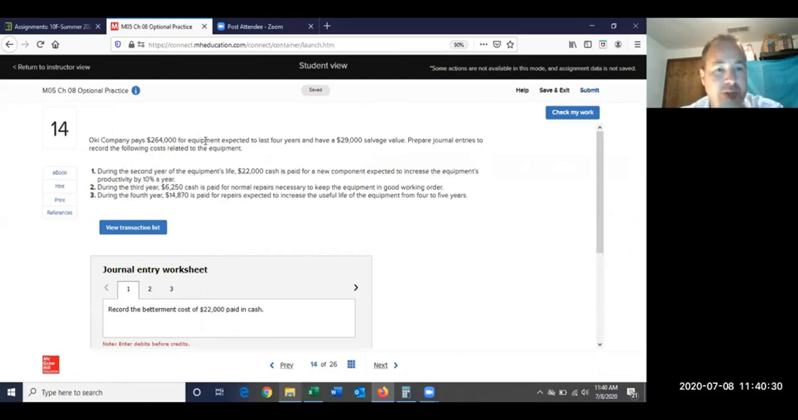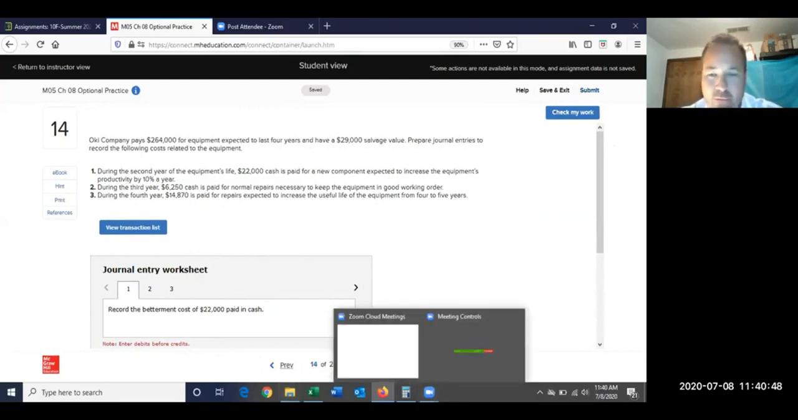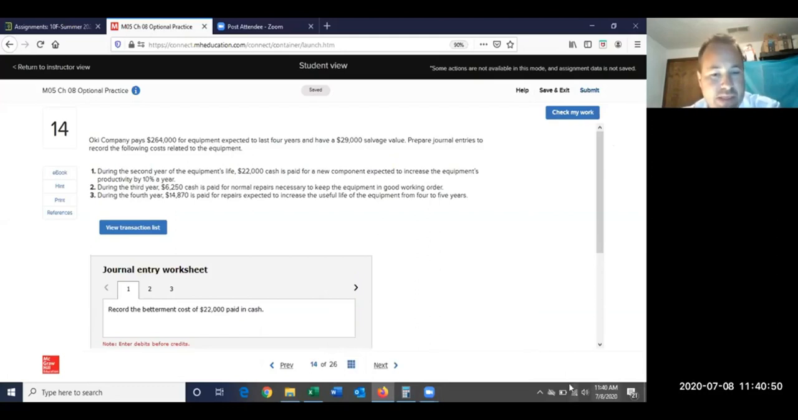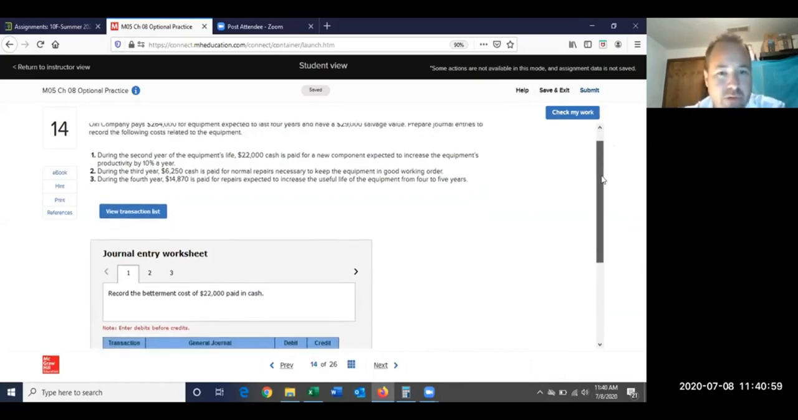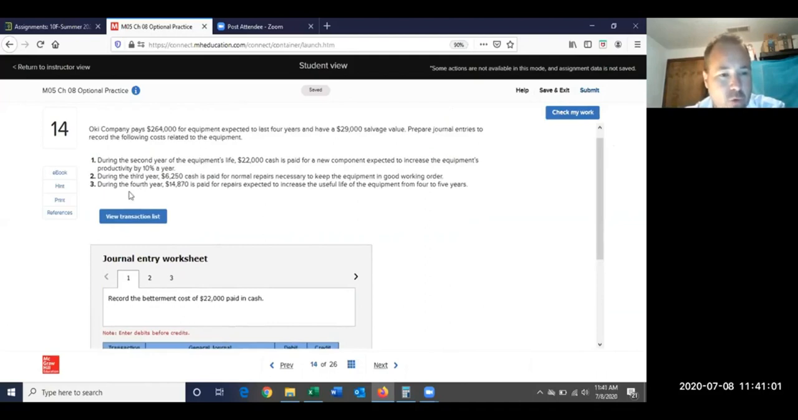All right, this company pays $264,000 for equipment. It's going to last us 4 years, with $29,000 salvage value. Prepare journal entries to record the following costs related to the equipment. Right now, they don't ask us to do any depreciation, so I don't know that I necessarily needed T accounts on this one. We would have definitely needed them if we were keeping track of the equipment's worth, but I don't think we're going to need to. So let's just go through and do these normally.